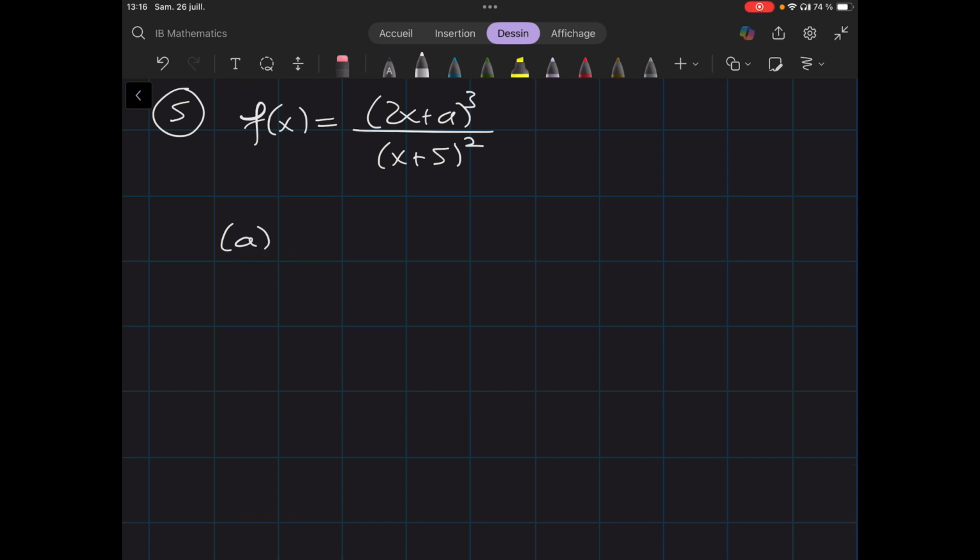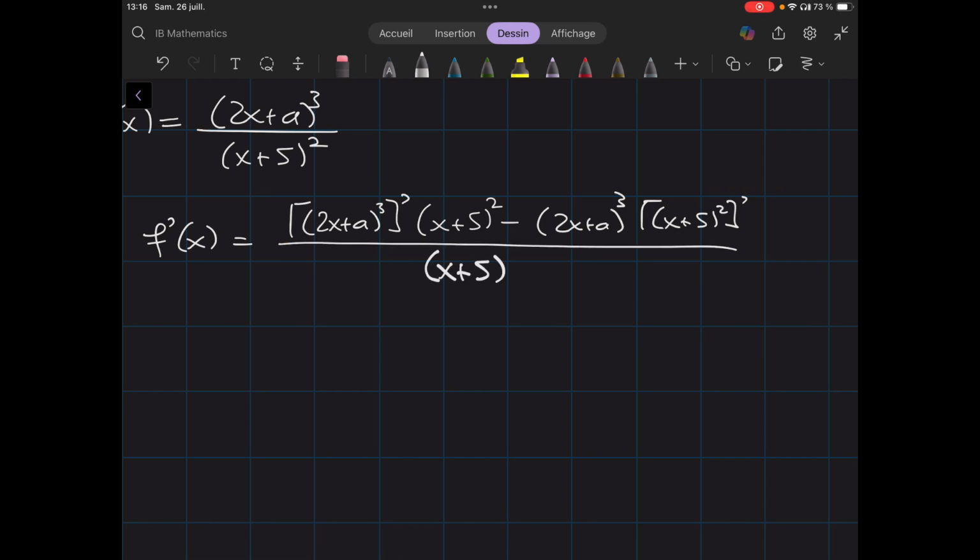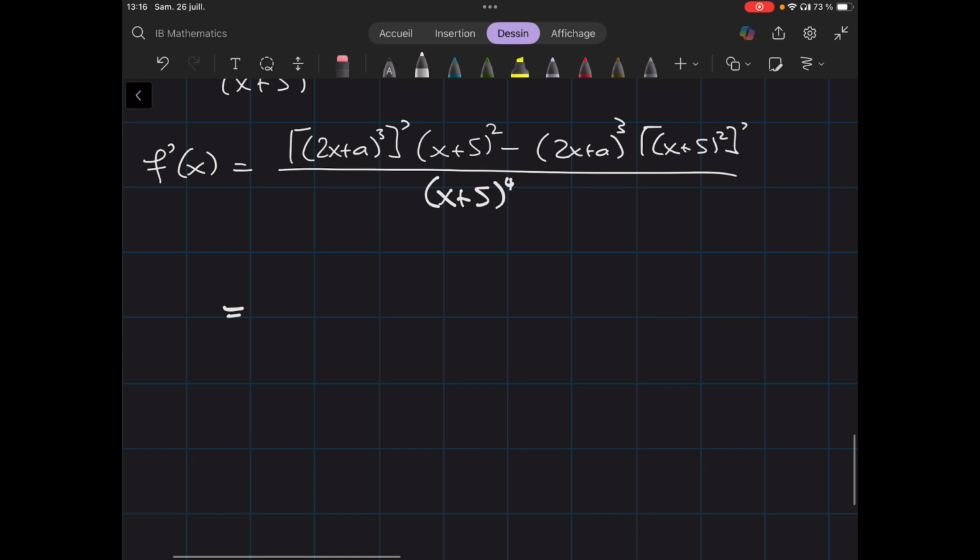We know that f is the quotient of two functions, so we'll have to use the quotient rule for this. So f prime of x is equal to the derivative of the top times the bottom minus the derivative of the bottom times the top. I'm doing this step by step. You do not have to do this on your exam. You can jump straight to the second line.